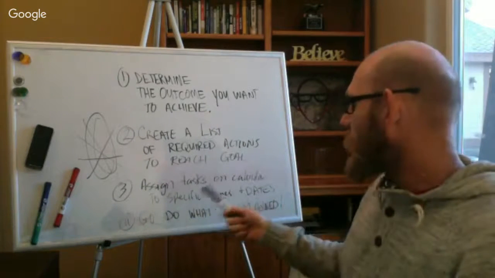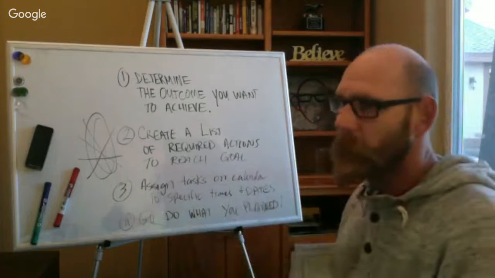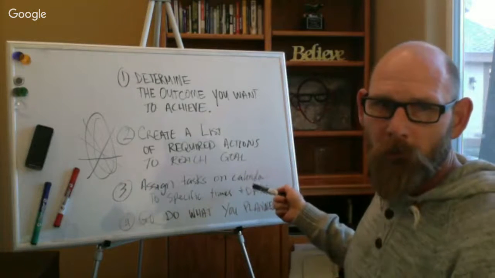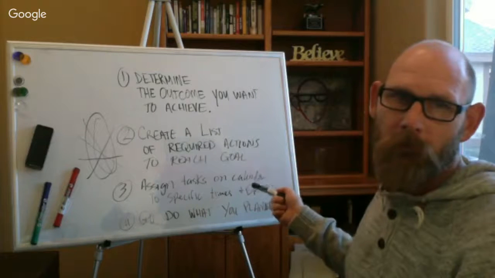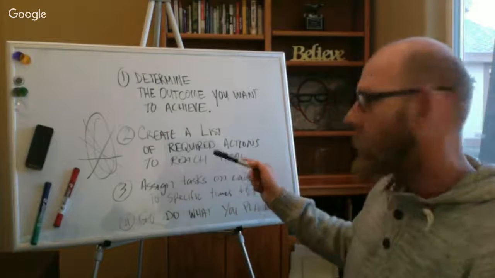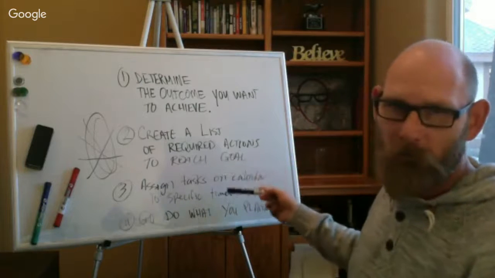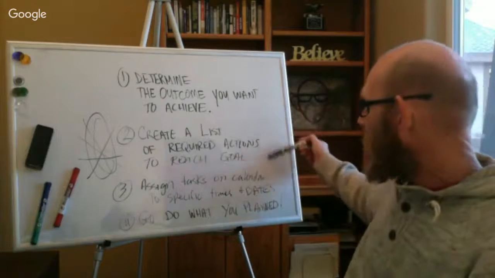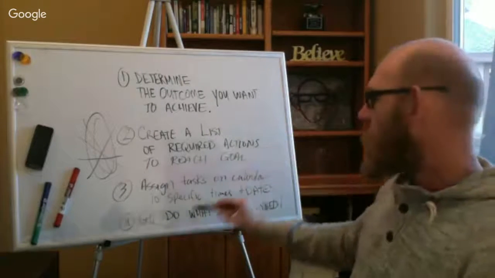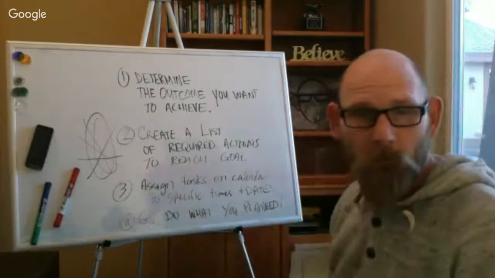Then when you assign the tasks on the calendar, specific times and dates, it's like saying, hey, on Monday, Tuesday, Wednesday, Thursday, and Friday at 7 p.m. when I get home from work, I'm going to do this from 7 to 9. I'm going to do these tasks, whatever the required actions are that you've got from step two. And then once you've assigned it, step four is the easy part.